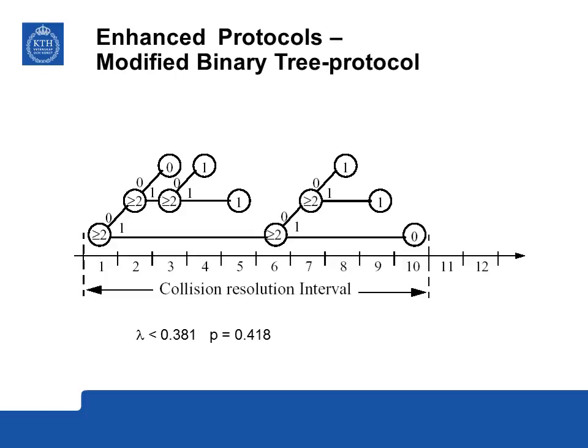And this gives a slight improvement of the maximum throughput to 0.38. And we can also show that in this particular case we shouldn't have equal probabilities to flip a coin to 0 and 1. Instead we should have slightly skewed flipping here, so that p should be roughly 0.42 in order to get the maximum throughput.